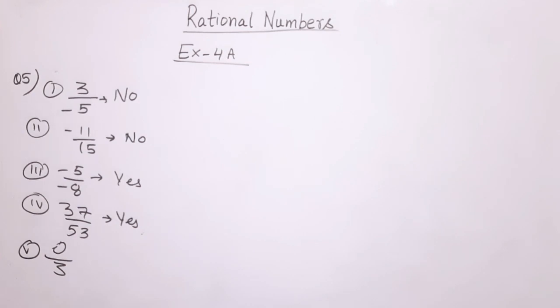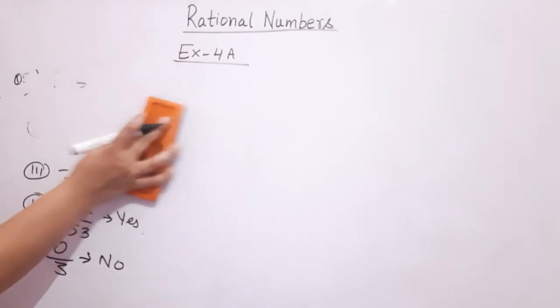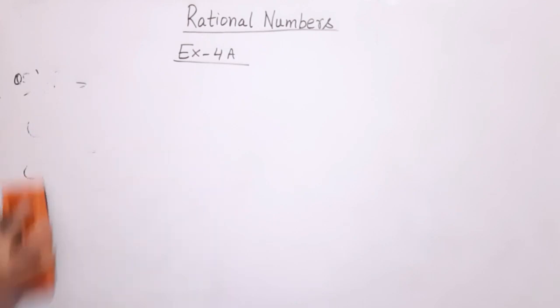Now come to question number 6. आप question number 6 पे आएंगे. 0 upon 3 is not a positive rational number. It is a rational number but not positive. Okay.